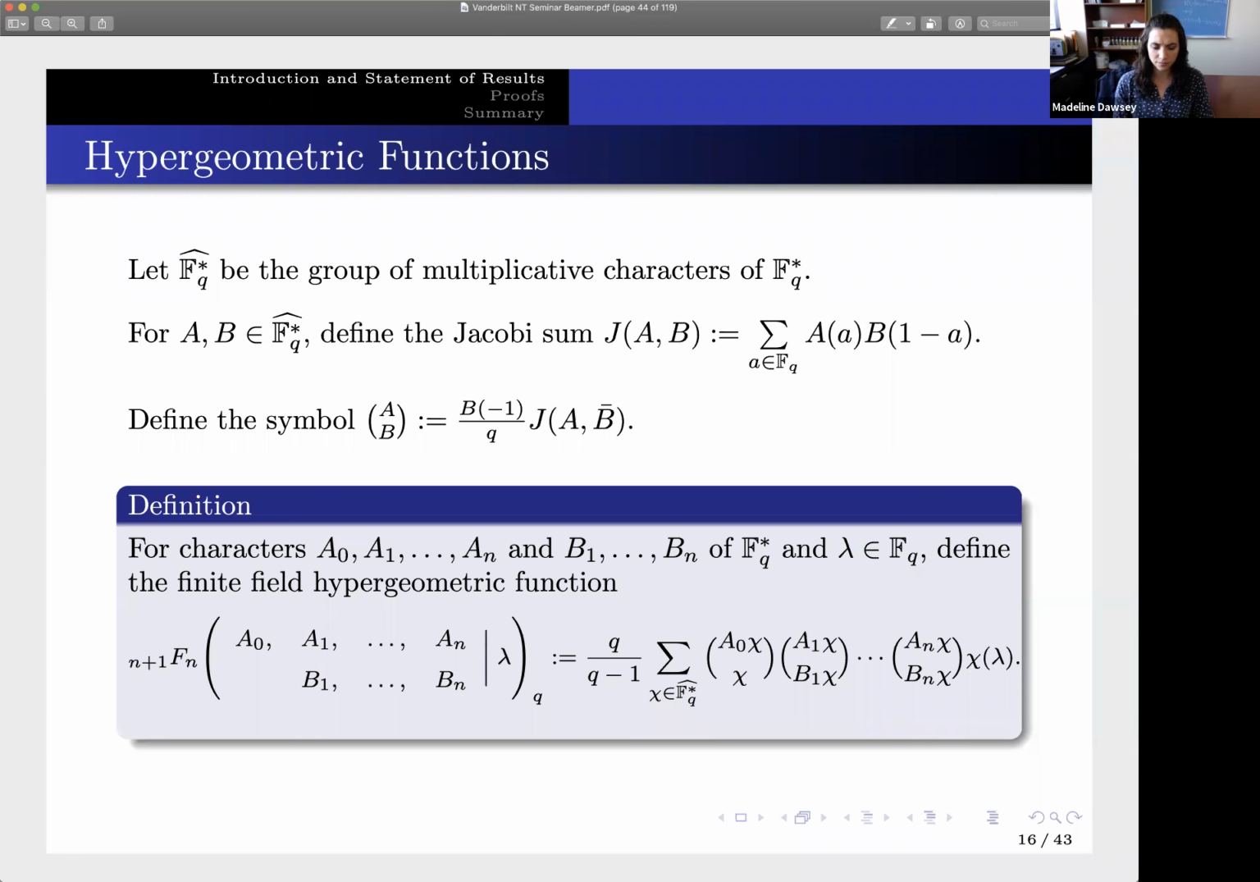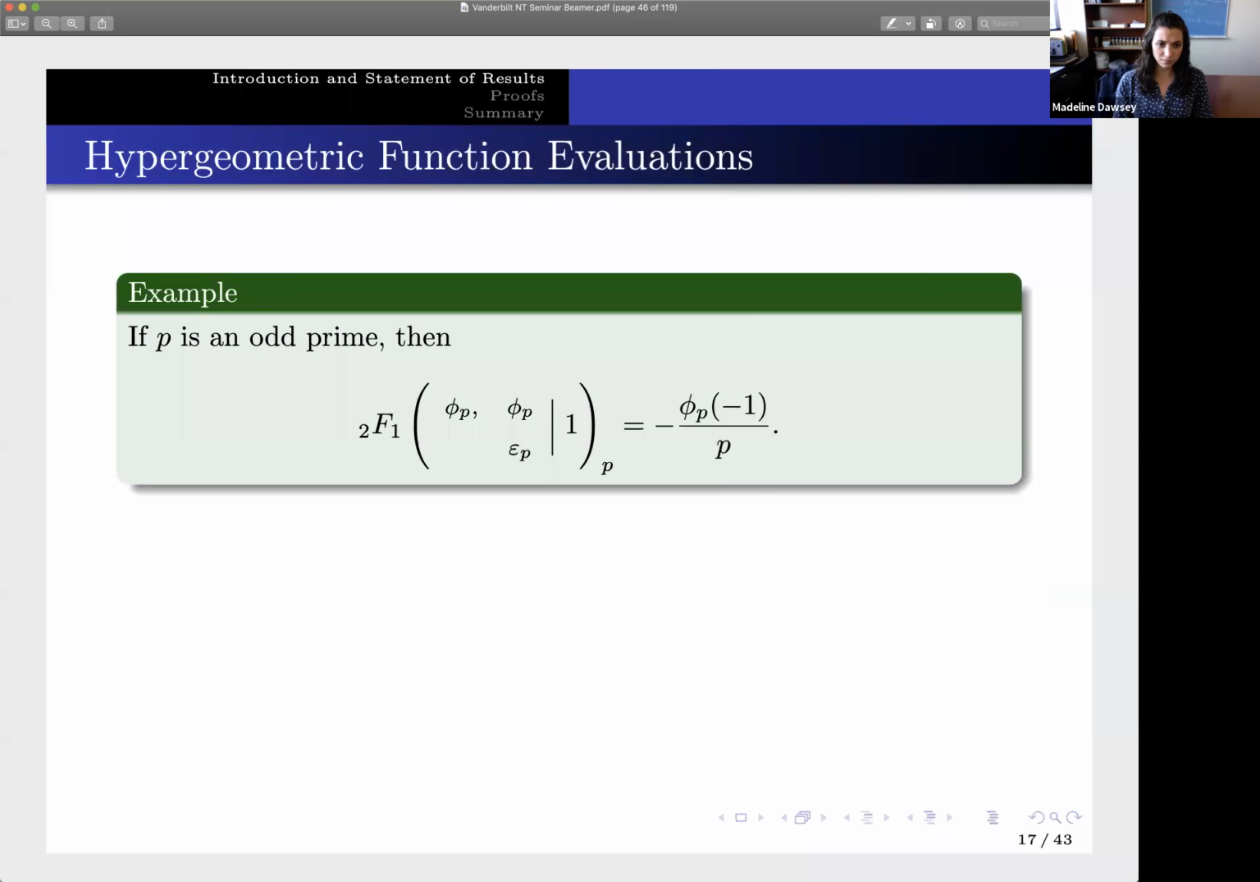Okay. So these are difficult to evaluate. They're not easy to evaluate. There are some of them that have been evaluated at specific values of lambda. And they're usually for lower n, for really small n. So for example, if p is an odd prime, then we know that 2F1, where this phi_p is the character of order 2 mod p, and this epsilon_p is the trivial character, if you evaluate that at 1, then you get this, phi_p of minus 1 over p, and it's the negative. Okay, so we know that one value.